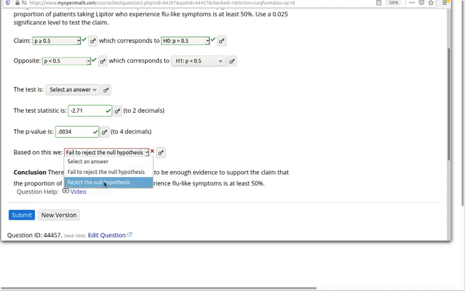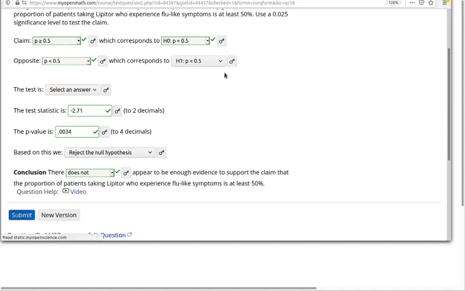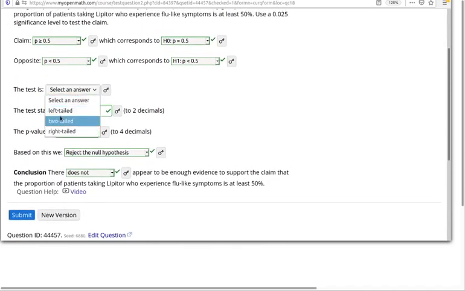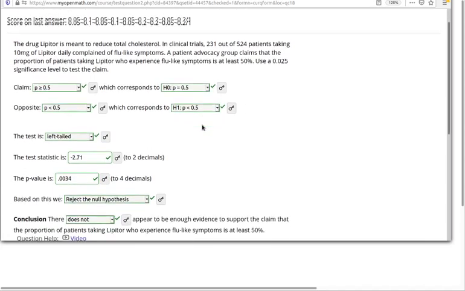So if I change this to reject to make it correct, and I'm rejecting the null hypothesis, there actually still is not enough evidence to support the claim. So now everything is correct. I just have to realize that this is a left tail test. And you've got it all correct.